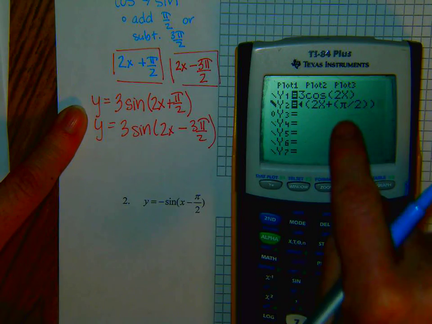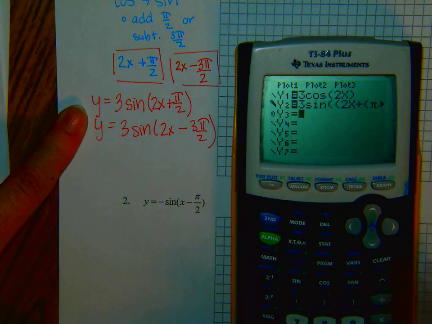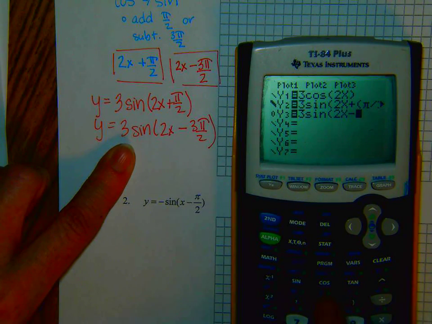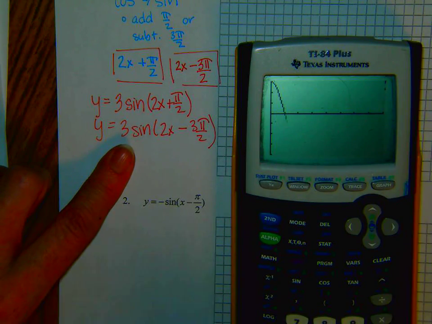And I'm going to put that in parentheses to keep everything clean and neat. Sorry, I got an extra parentheses in there. I don't know why. Delete. Okay, so going back down there, 2x minus parenthesis 3 pi divided by 2 parenthesis parenthesis. Okay, now if all goes well, we'll see what happens. Graph.